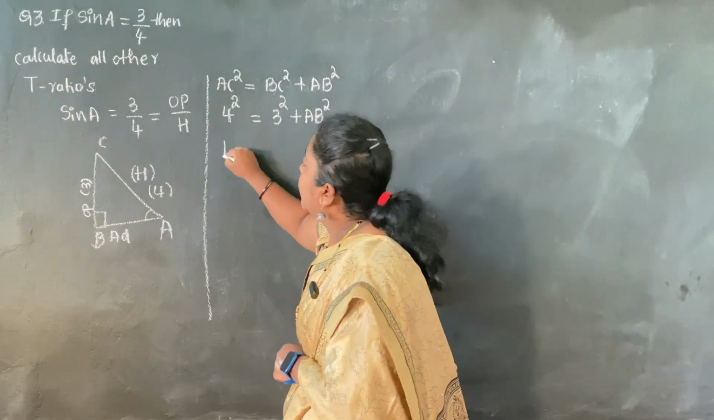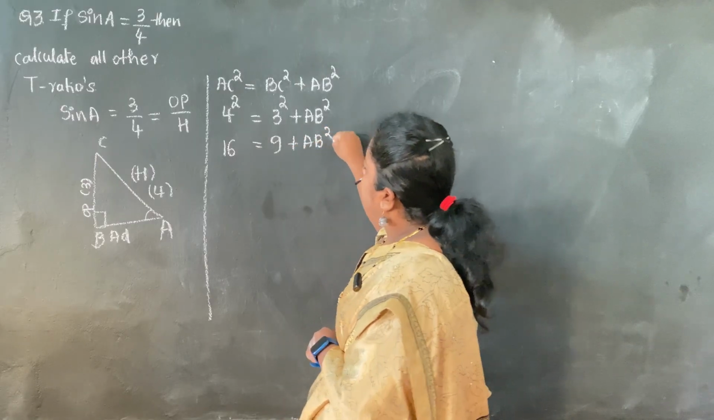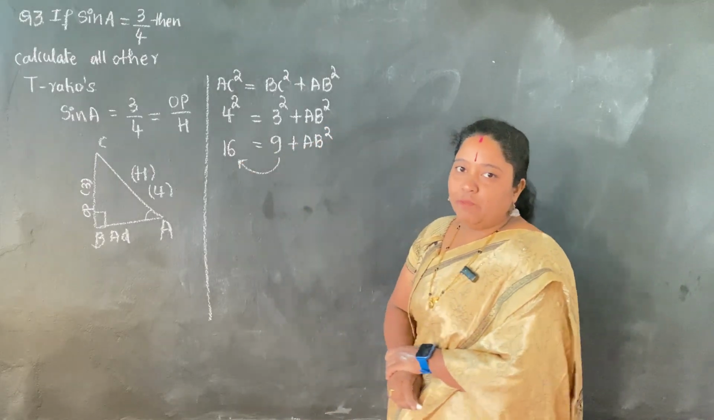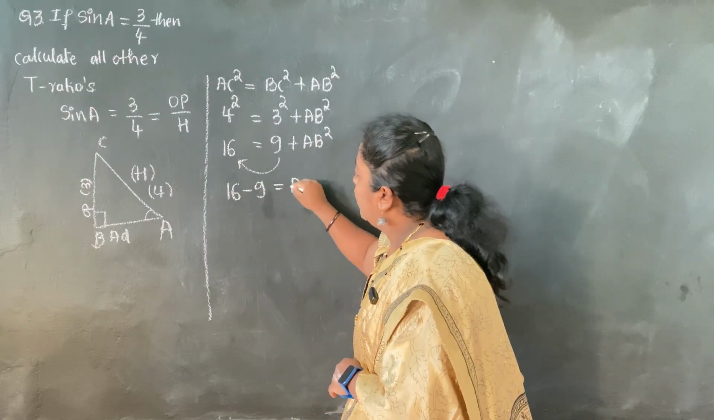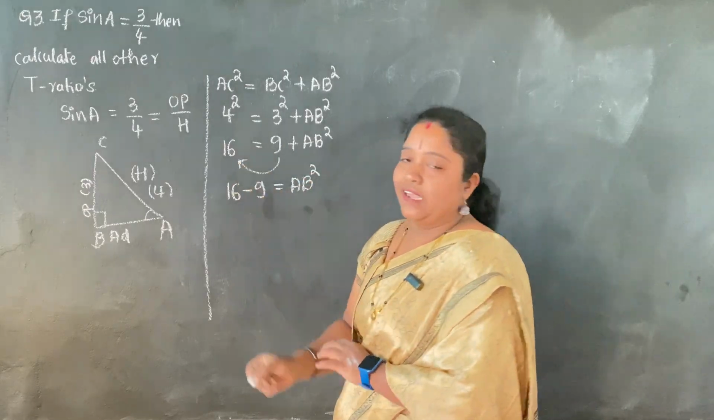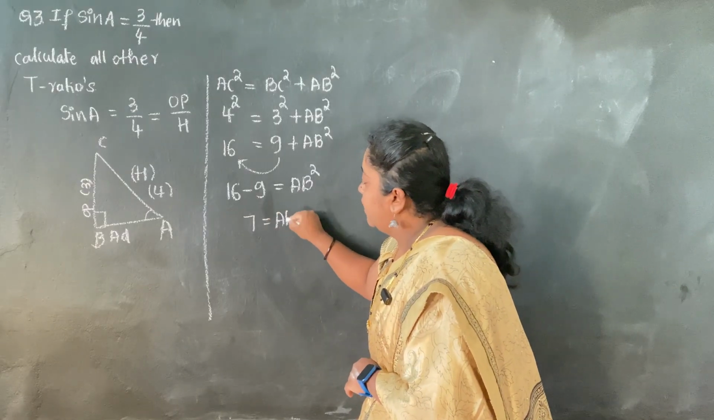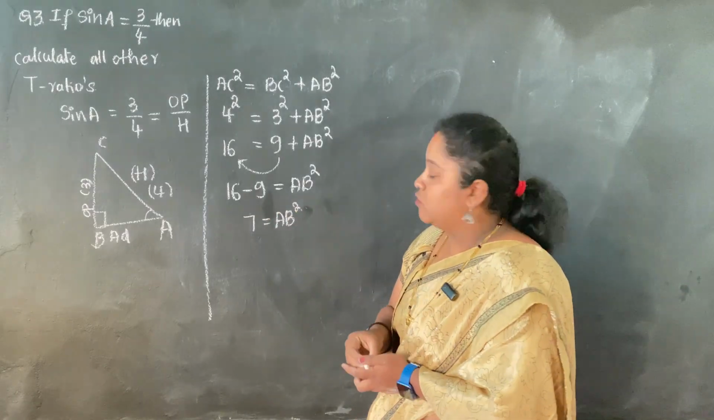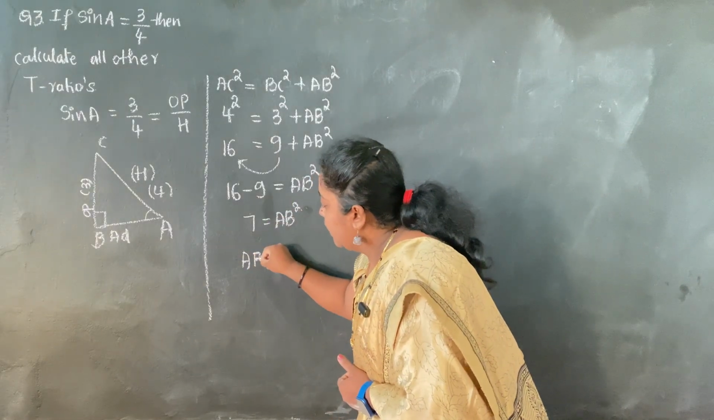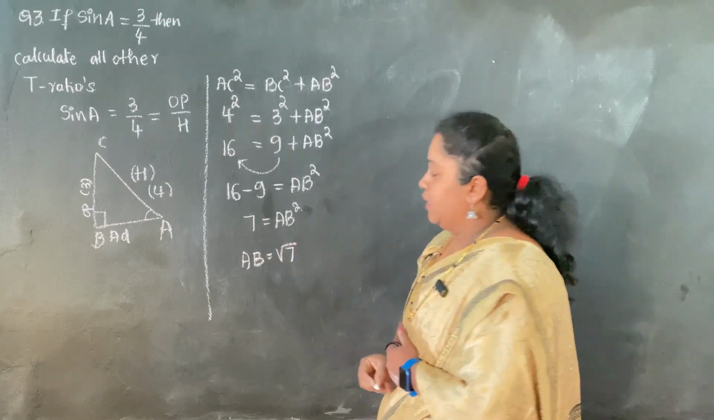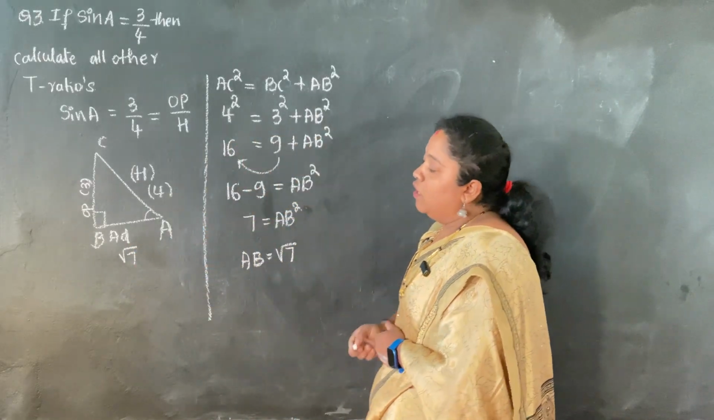4 square is 16, 3 square is 9, plus AB square. So I'll send 9 to this side. Plus 9 will become minus 9. So I'll have 16 minus 9 is equal to AB square, because when 9 goes to that side, positive turns negative. 16 minus 9 is nothing but how much? 7. 7 is equal to AB square. I don't need AB square, I need AB. So bring the square to the other side, that will become root. I'll have AB is equal to root 7. Okay, AB is equal to root 7. That is my adjacent value, root 7.